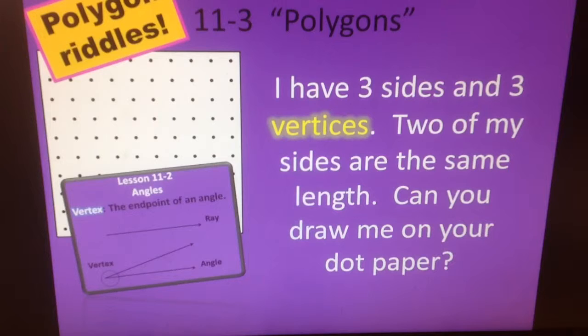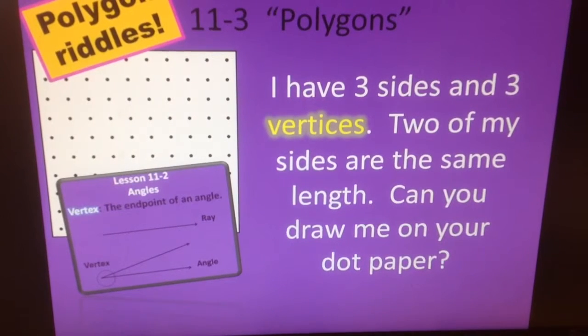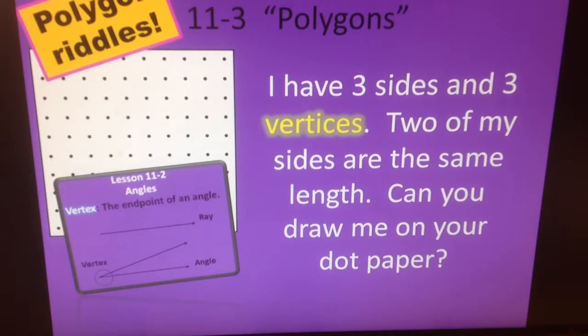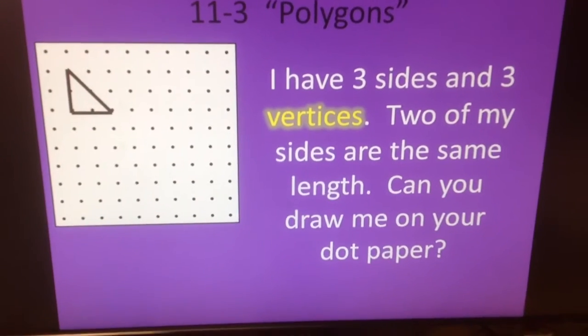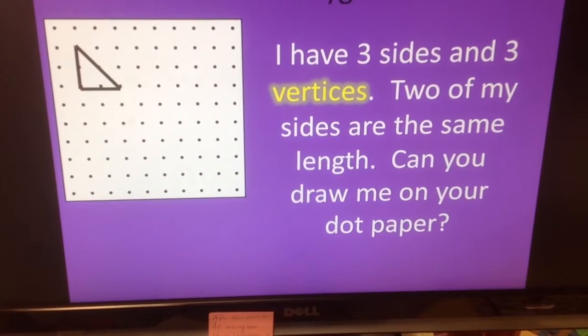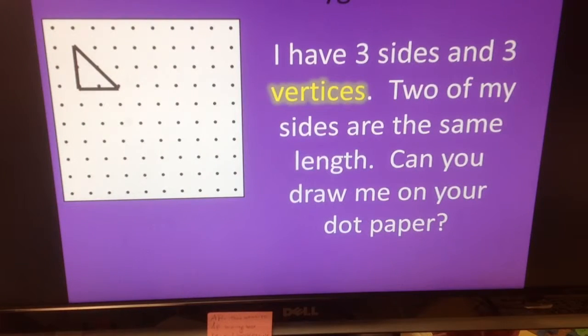We started with a riddle. I have 3 sides and 3 vertices. That's a corner of a shape. 2 of my sides are the same length. Can you draw me on your dot paper? You don't need dot paper to do this. Just pause the video and see if you can draw a shape that follows those clues. Here's what it could have looked like. And then there's other answers that are correct as well.